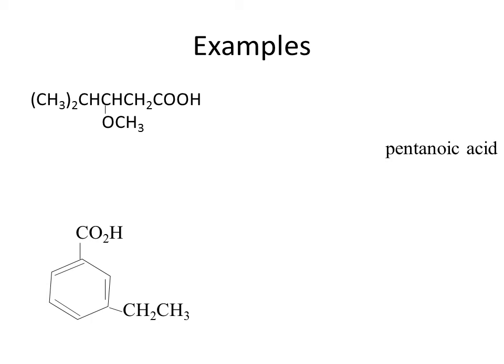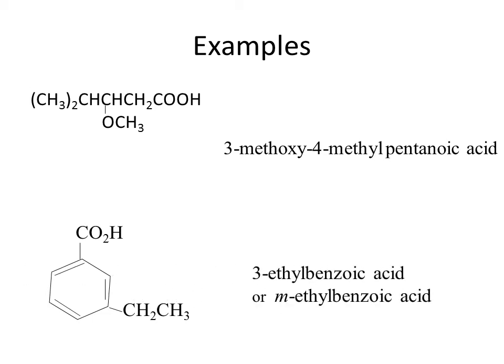We then name and number the substituents. Number 1 is the carboxylic acid, so number 3 would have the methoxy group on it. Number 4 has a methyl group on it.